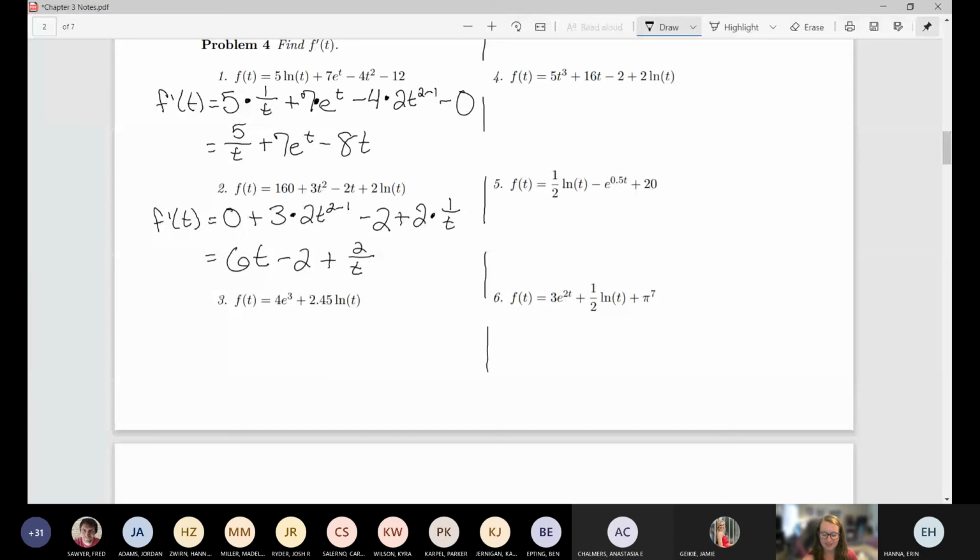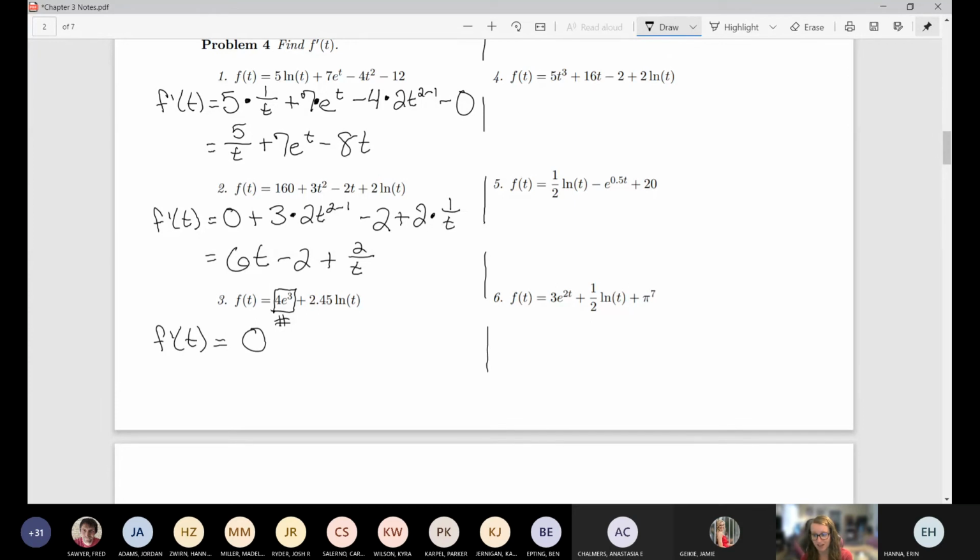Number 3. Ooh, this one has a tiny bit of a trick to it. And nudge, nudge, wink, wink. It is a trick that I like to use a lot. So for the derivative of this one, notice that this first thing that I need to take the derivative of, the 4e to the third, there is no variable in that. Remember, e is a number. So that's a number times a number to a number. This is just a number. There's no variable in there. That's just a constant. The derivative of 4e to the third is 0 because it's a number.